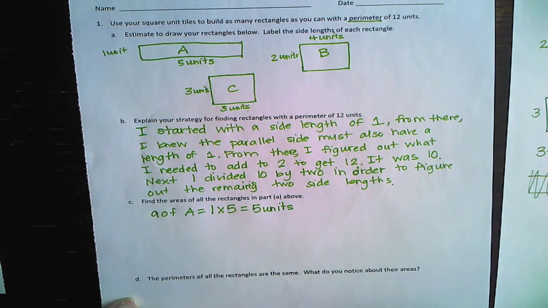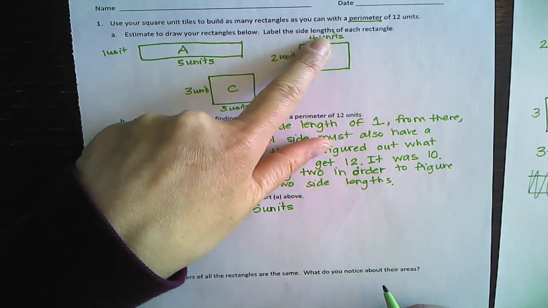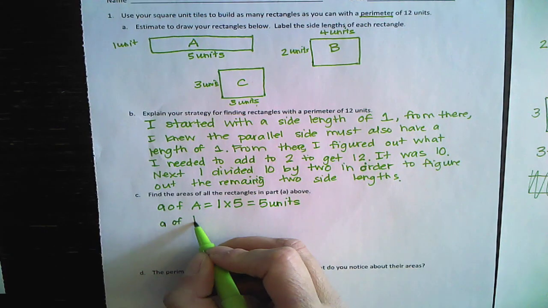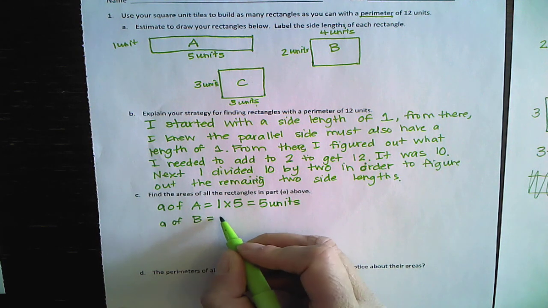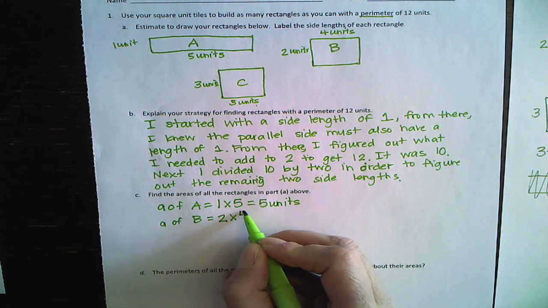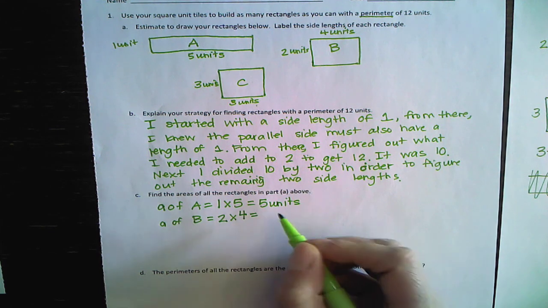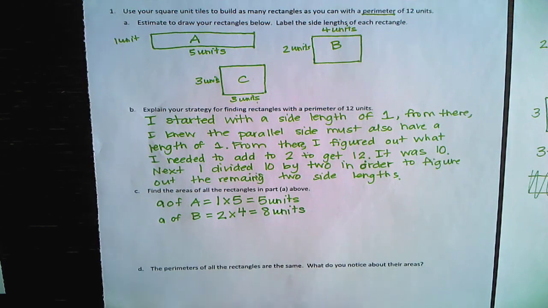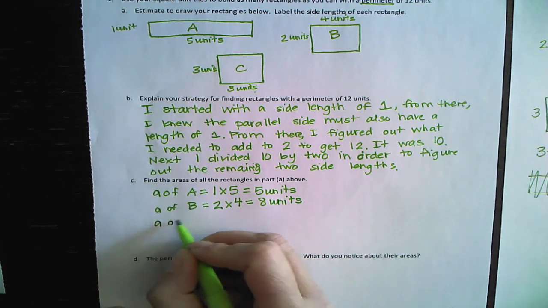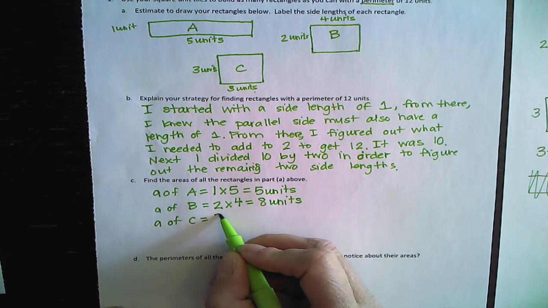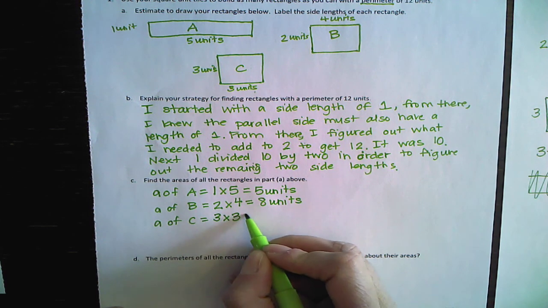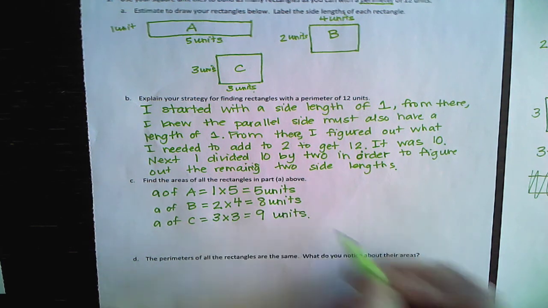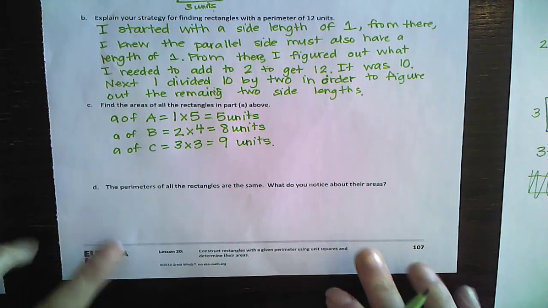Can't forget that label. How about B? Let's do that. Area of B equals side length times side length. And 2 times 4 is, yes, 8 units. And the last one, area of C equals side length times side length equals 9. Awesome.